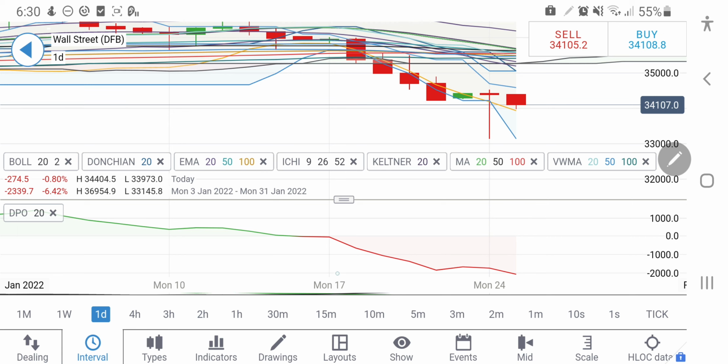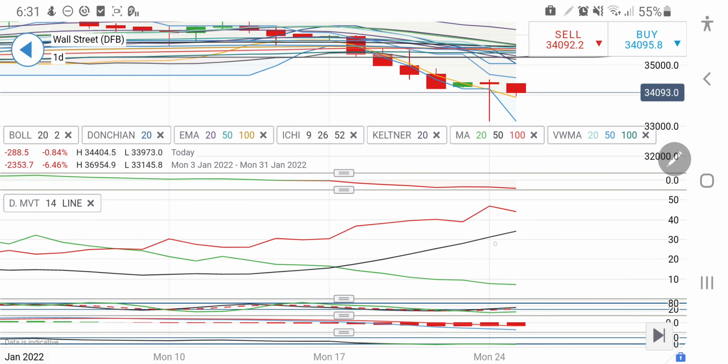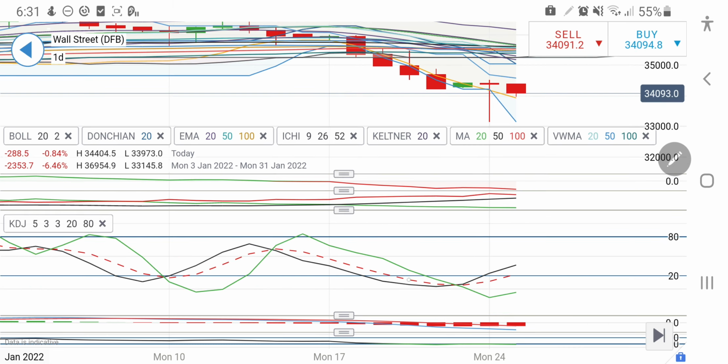Now look at the DPO, it is in the sell zone. The directional movement is anyways negative, trading in a sell zone here. Stochastic has again entered into bullish or comfortable levels, but is still very close to oversold position, yet is still in a buy zone.